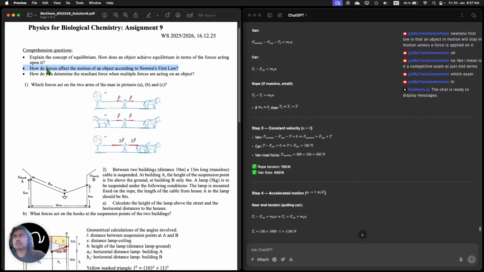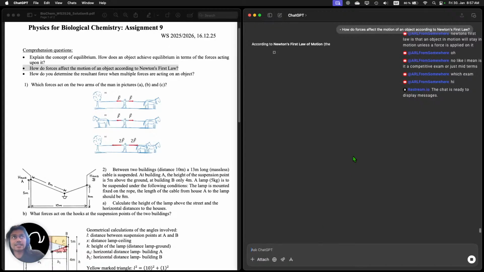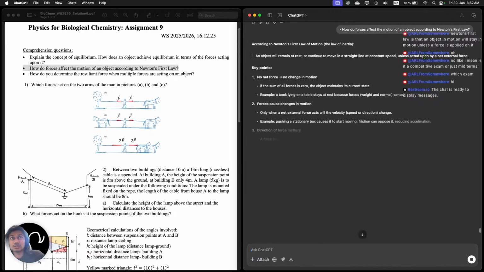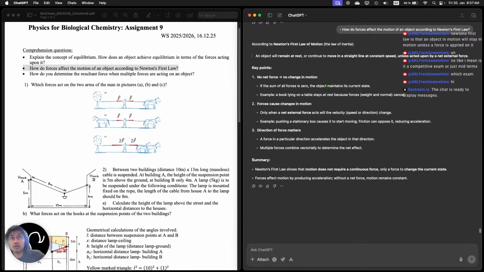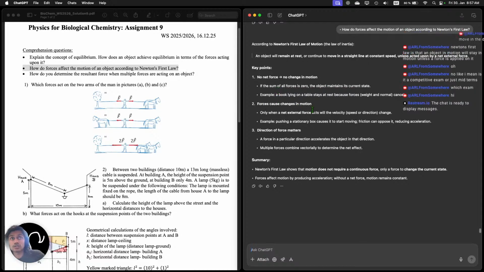I think the question is asking how force can affect, and I think it depends on the direction where the external force is applied. No net force, no change in motion. Force causes change in motion. Direction of the force matters. That object will move in the direction of that force, if it's an object at rest. Newton's first law shows that motion does not require a continuous force, only a force to change the current state.